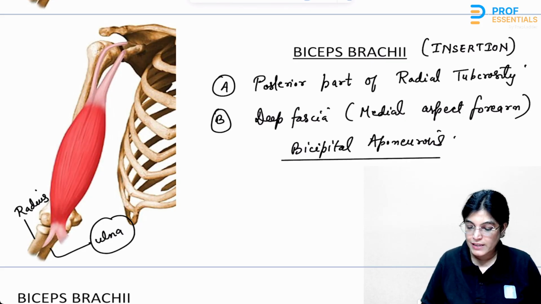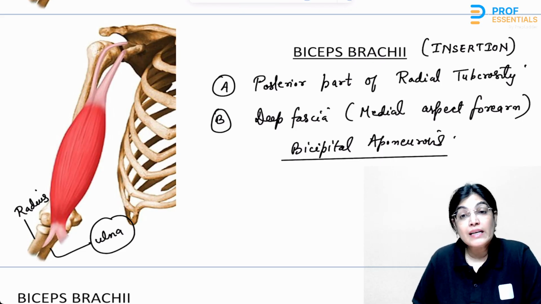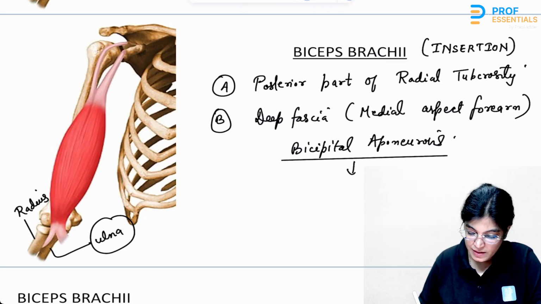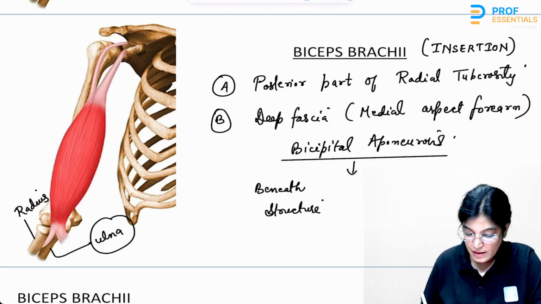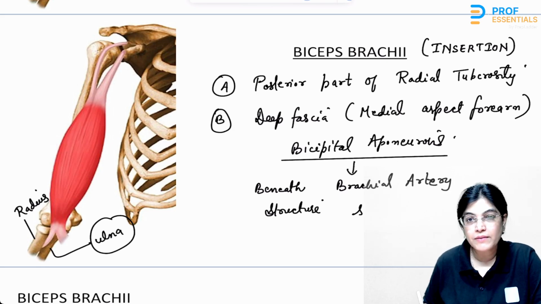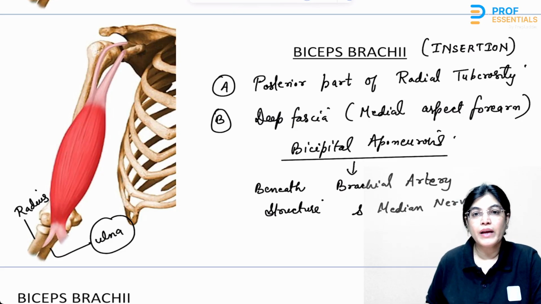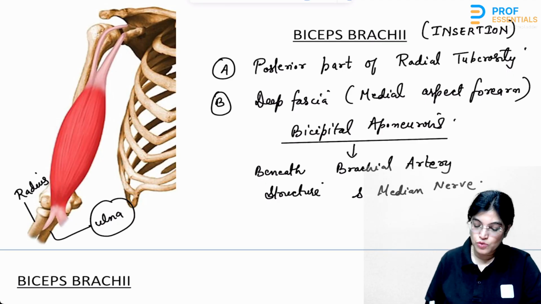Okay, so this is important. This medial aspect extension, called the bicipital aponeurosis, we have to know the structures exactly lying beneath it. The structures beneath are the brachial artery and the median nerve. Basically the bicipital aponeurosis is overlapping these two structures.